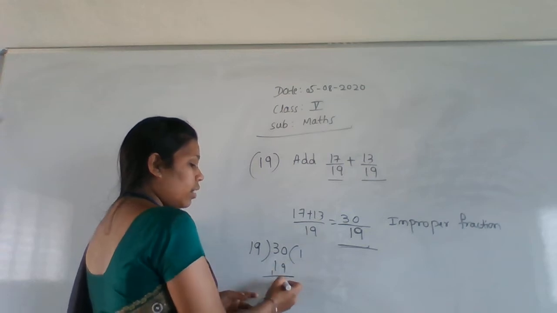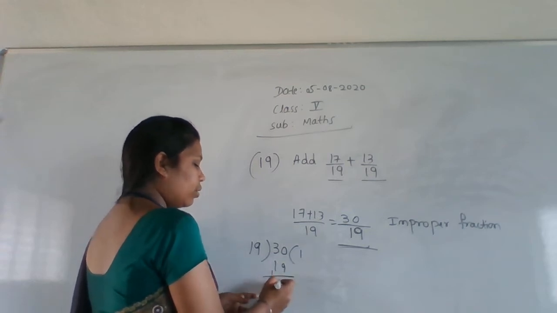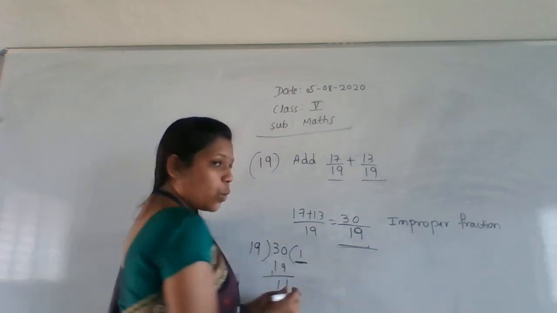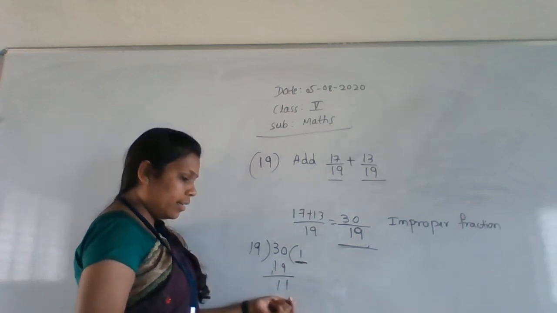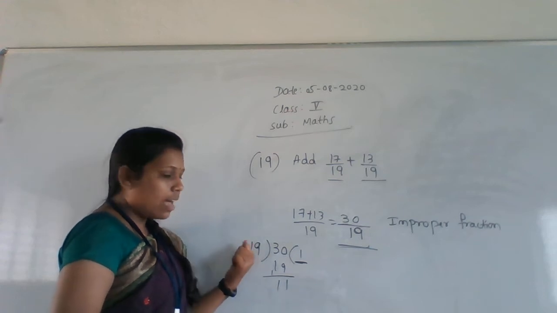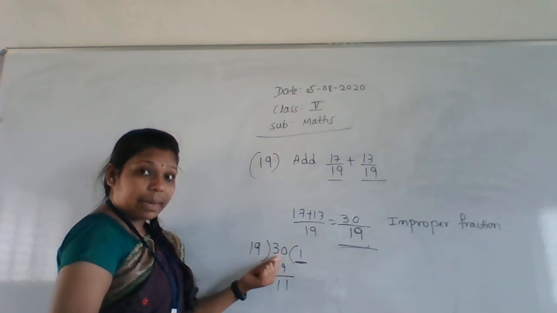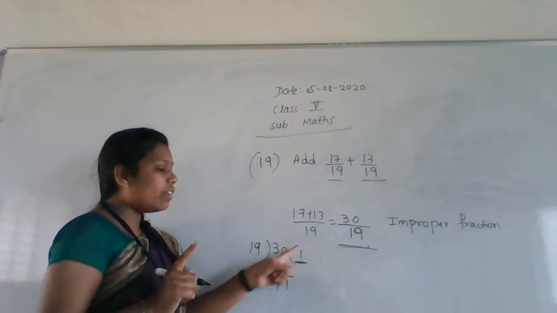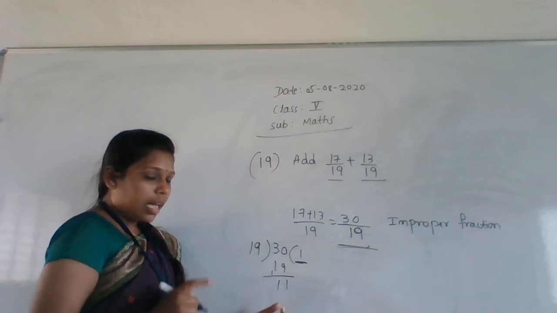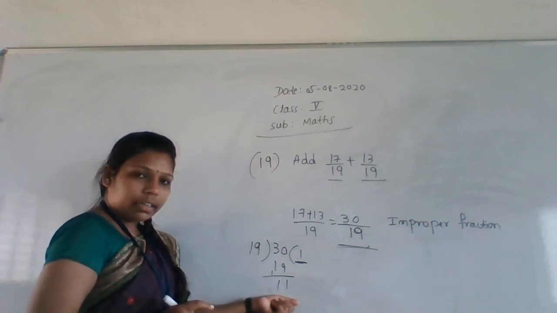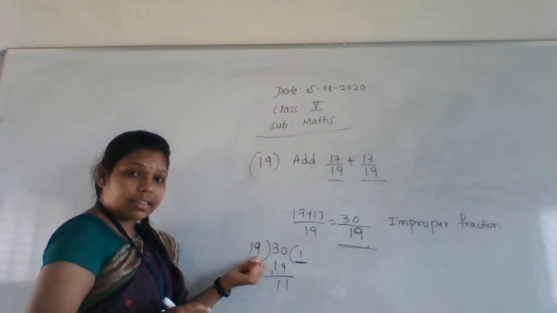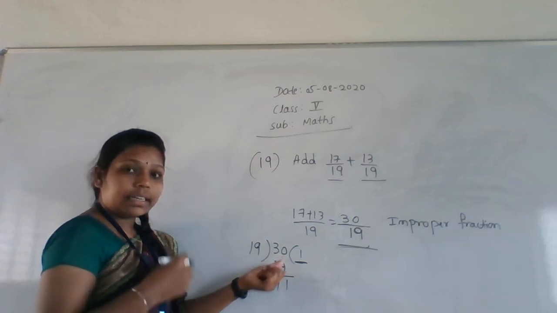Here 10 minus 9 is 1, 3 minus 1 is 2. Now we can write this. Quotient is 1 here. Remainder is 11 and 19 is the divisor. 30 is the dividend. Please keep that in mind. Whatever value comes here is called the quotient, whatever value we get here is called the remainder, 19 is the divisor and 30 is called the dividend.